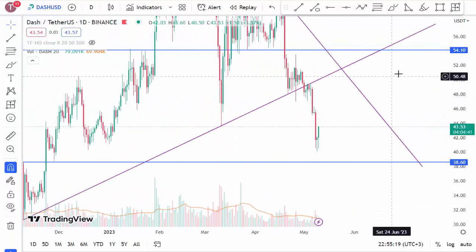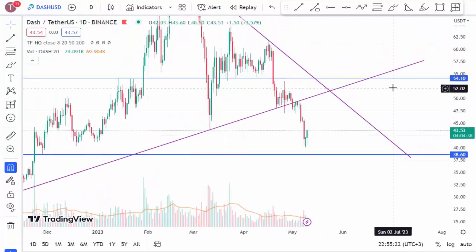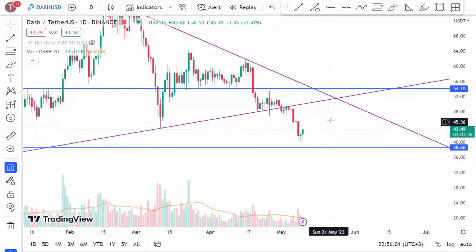Finally, if we look at the moving averages, we have shared our support and resistance points with you. We have shared our volume comments and RSI and other indicator comments with you. In this video, we shared the Dash Coin technical analysis with you.